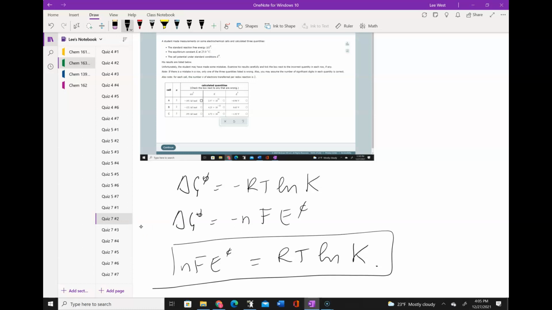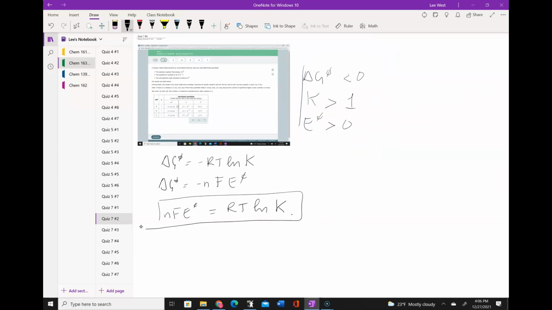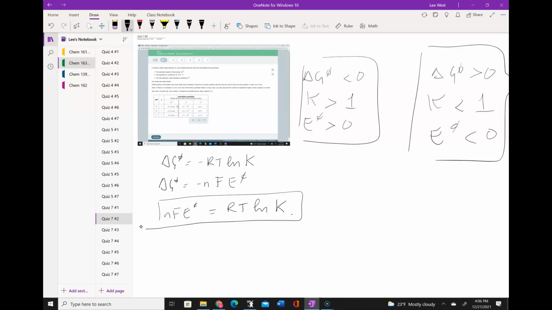Something to keep in mind: for a spontaneous reaction, delta G naught should be less than 0, K will be bigger than 1, and E naught will be greater than 0. That helps us with checking for consistency. Again, if delta G naught is greater than 0, that means we have a non-spontaneous reaction. So K we would expect will be less than 1, and E naught will be less than 0. So we can always check consistency there.